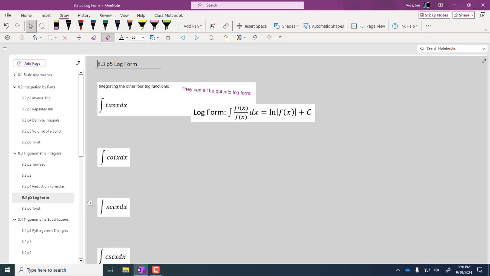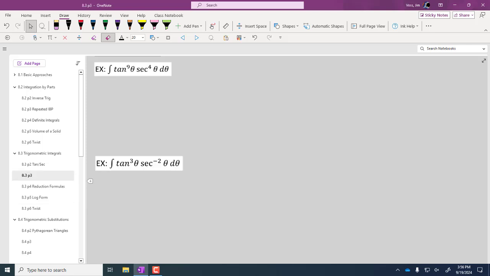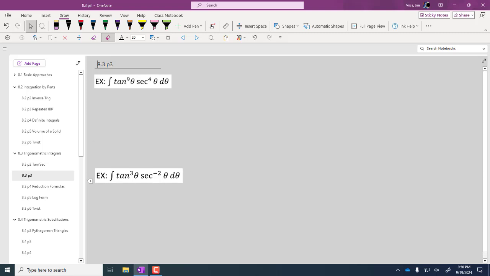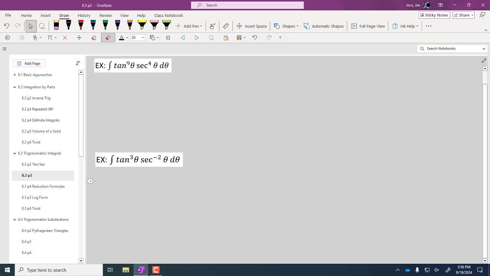So here is where you'll go with where yours was. If you write that as sine over cosine, you can put it in log form. Okay, so let's first do these. So even power on secant, odd power on tan, we have processes.